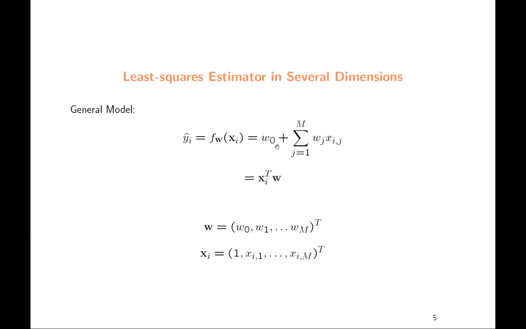So the general model is the prediction is W0 plus sum from 1 to m over wj xij. And we can write this conveniently as this product, xi transpose w, and w is the vector which contains all the weights, and xi is the inputs to the ith data point, xi1 to xim, plus the constant input offset, which we always have also here.